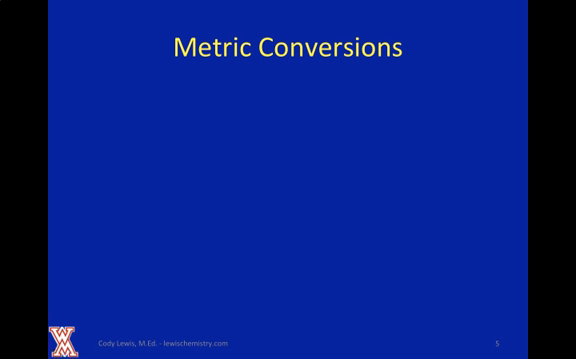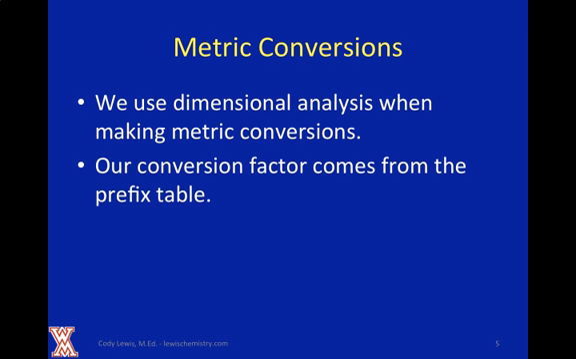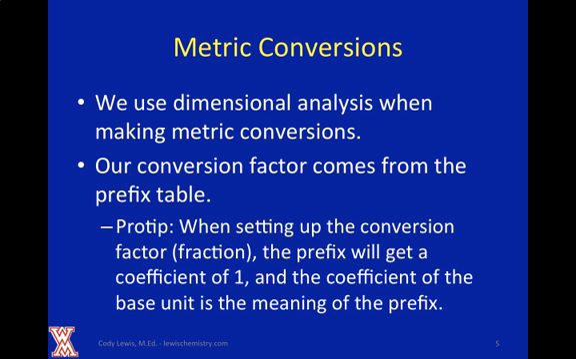Okay, so when we're working with metric conversions, because in chemistry we're dealing with the metric system, how do we make these metric conversions? Well, we use dimensional analysis, which we've already talked about, and I have a previous video on dimensional analysis that you can watch, but we're going to use that same problem-solving method. In using dimensional analysis, we know we have to have a conversion factor, and our conversion factor is going to come from that prefix table on the previous slide that I just showed you. And that's something you really should commit to memory.